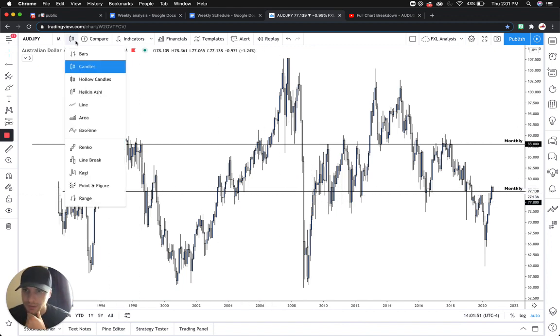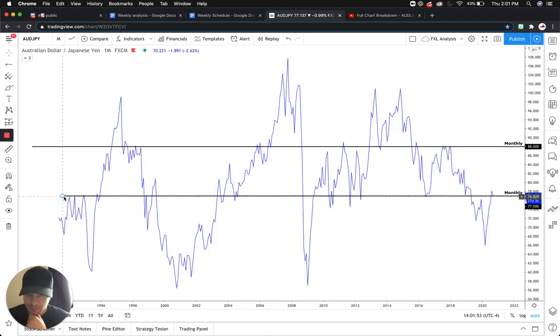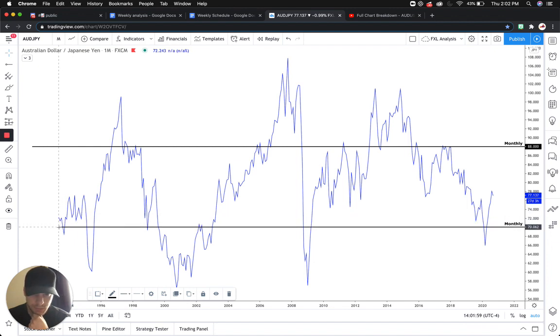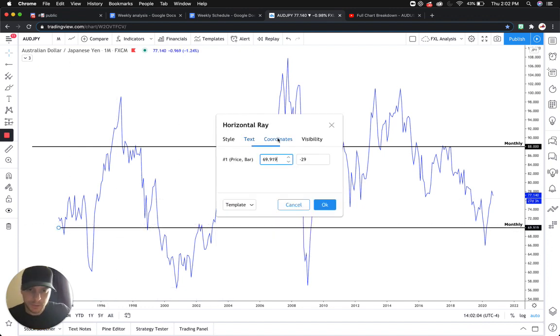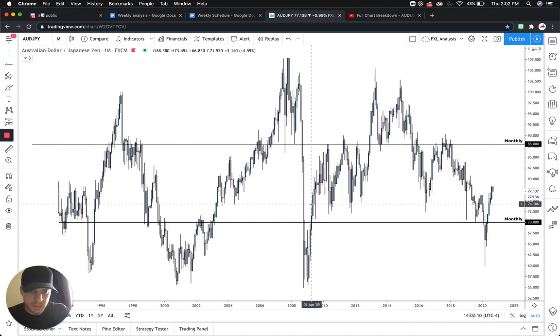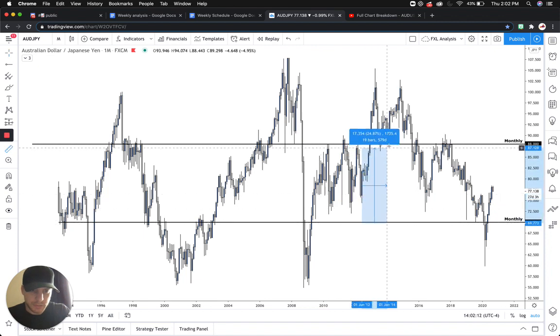Actually, hold on. Let's go back to the line chart for a second. Let me double check this zone down here and see if it's a little better. What is this? 70. Got 70 flat. Might be a little too low. Right now I'm just checking other options, because the next step is going to be taking this range. That's too far of a range, too much. I'll explain in a second.